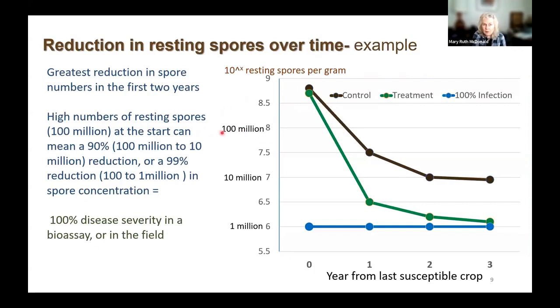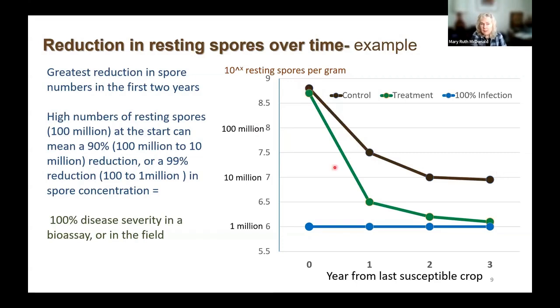So here we're looking at 100 million resting spores per gram, and quite a bit of research has shown that left on its own, the numbers of resting spores drop quite dramatically in the first 2 years of a crop rotation. But after that, there's very little change in the numbers, out to 6 years at least.